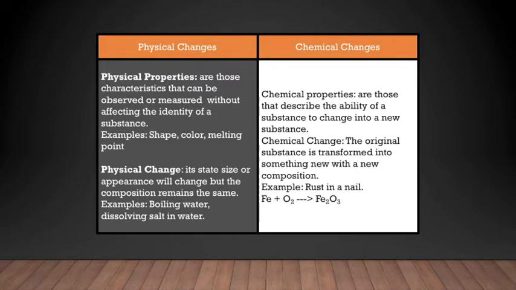And an example of this would be rust on a nail. We have iron, and when it reacts with oxygen, it forms a completely new form of iron, an oxidized form of iron, therefore changing its structure, its chemical composition.